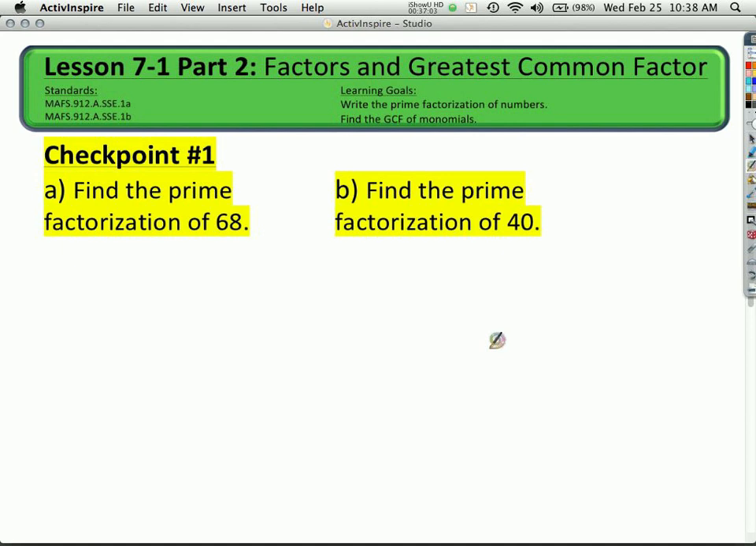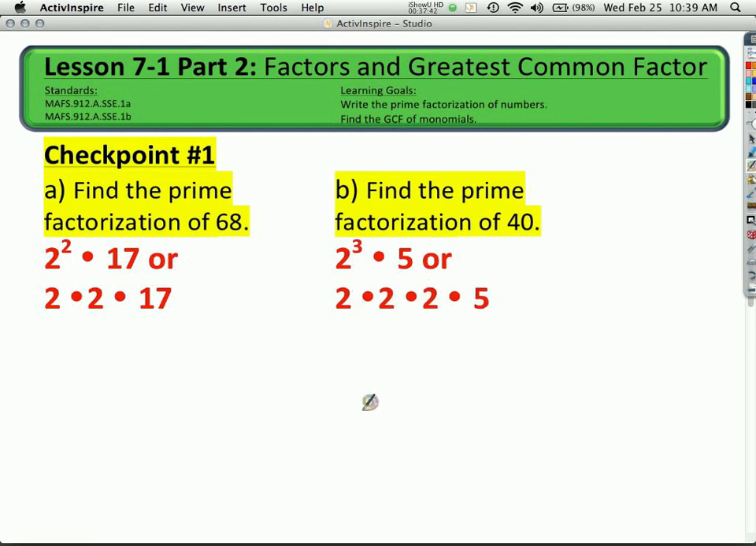Okay, student number 10. Okay, student number 2. 2 squared times 17. 2 squared times 17 or 2 times 2 times 17. I'll accept either form. And part B, prime factorization of 40. I've got student number 21 and student number 16 and student number 18. So 3 students agree that it's 2 to the 3rd times 5, or 2 times 2 times 2 times 5.